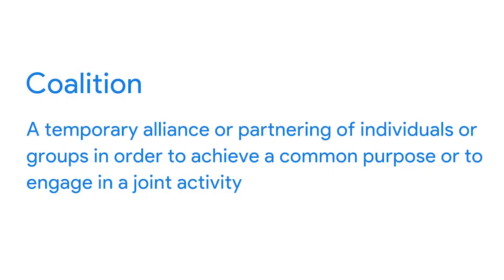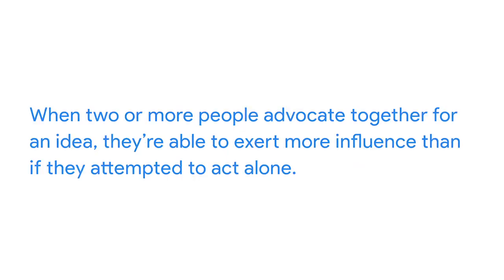A coalition is a temporary alliance or partnering of individuals or groups in order to achieve a common purpose or to engage in a joint activity. When 2 or more people advocate together for an idea, they're able to exert more influence than if they attempted to act alone. Forming a coalition with the right group of people is a powerful and effective negotiation technique.